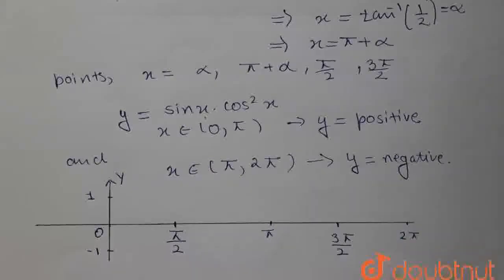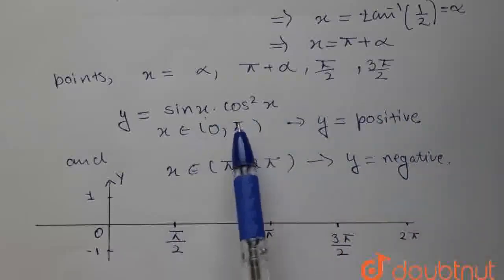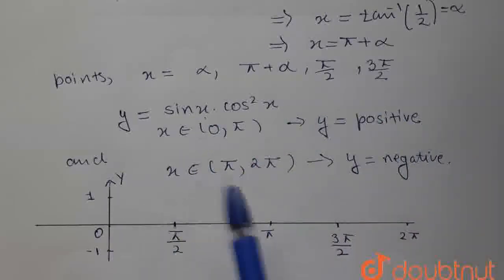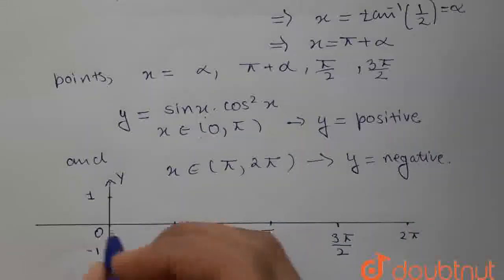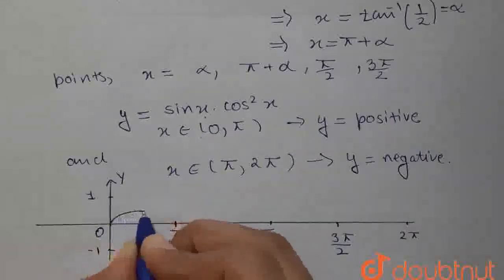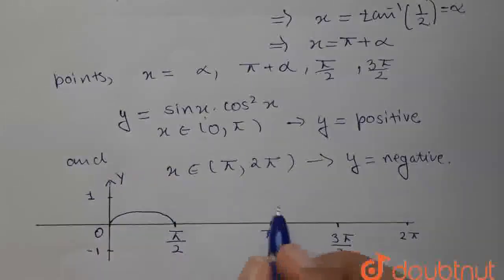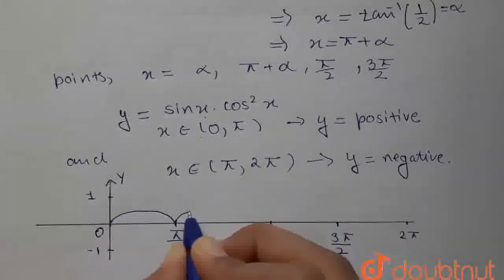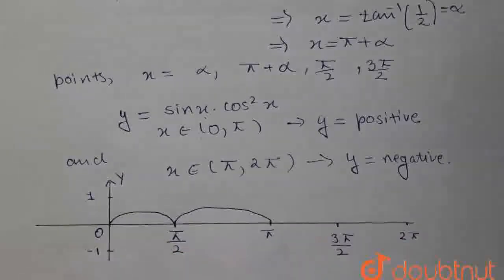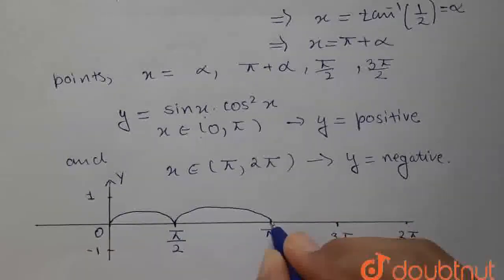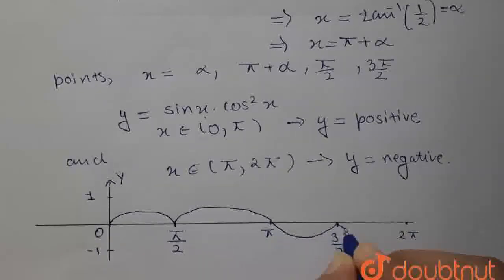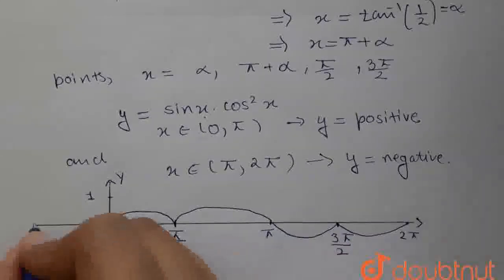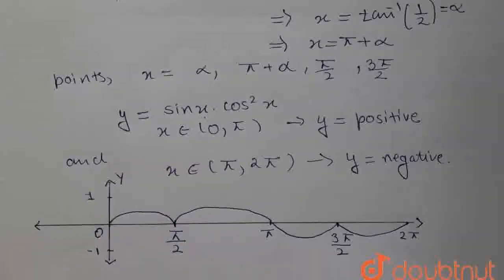Okay, so our graph will be positive from 0 to pi, and that means at pi by 2 it will also be positive. So from 0 to pi by 2 it will oscillate like this, and then from pi by 2 to pi also it will be positive, so it will be above this line. And it will be negative from pi to 2 pi. So our graph will go like this. Okay, so this is our required answer. Thank you.